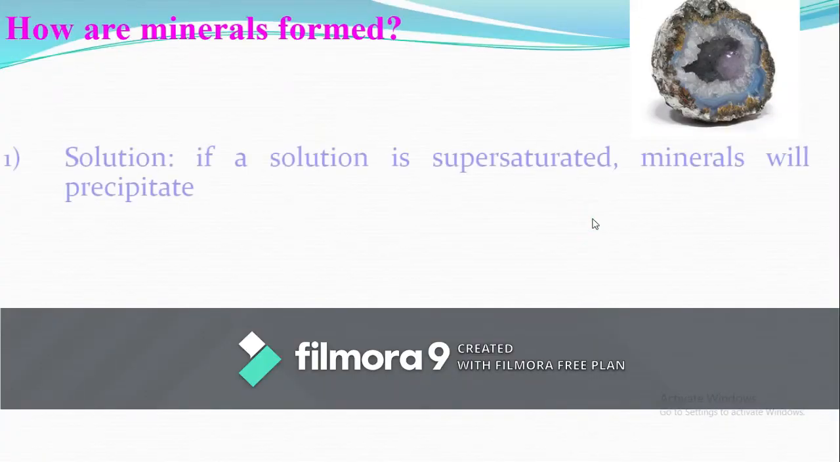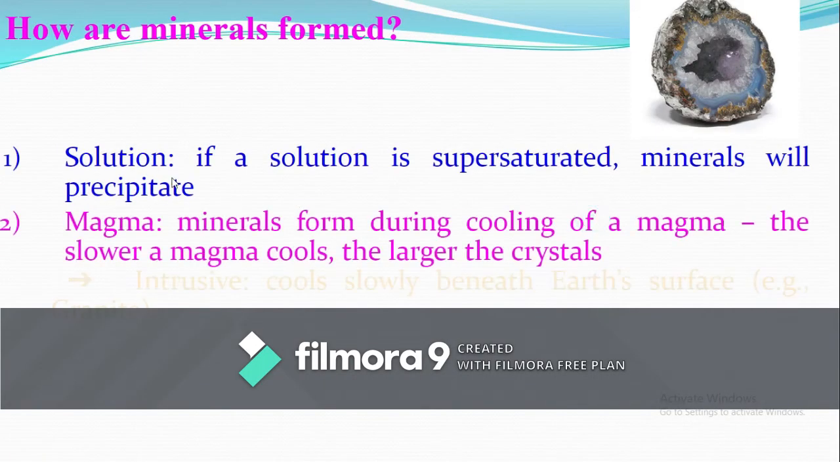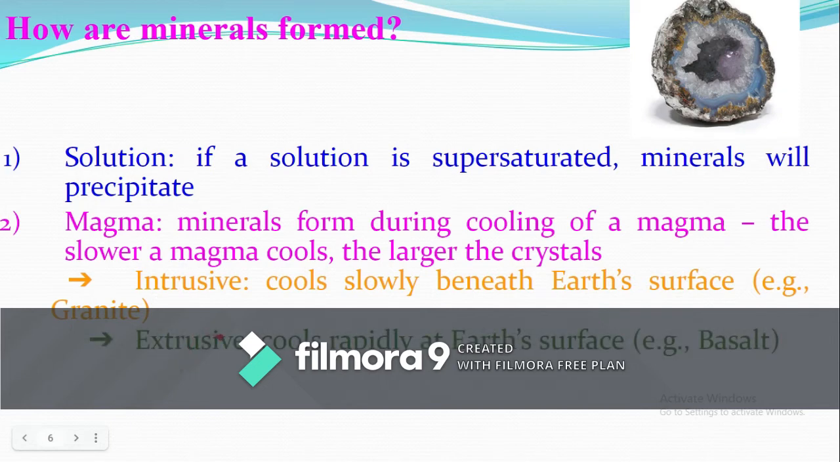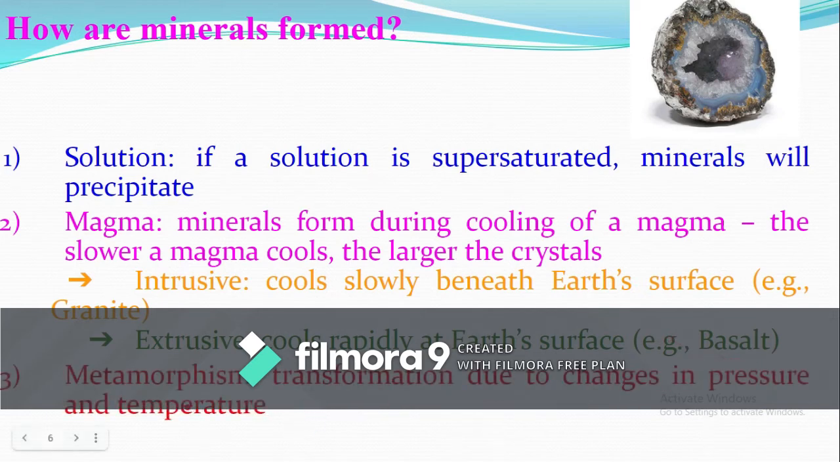Okay. Now, is it clear? So cool slowly beneath the earth surface, and you will have bigger grains. Example, the rock is granite. And extrusive means which is formed at the surface of the earth. It cools rapidly, as I told you just now, and you will have a large number of fine grains. Example, basalt.